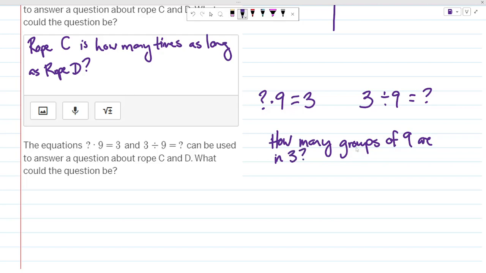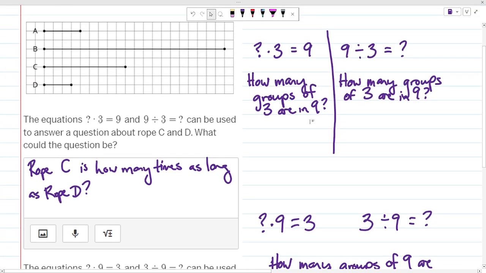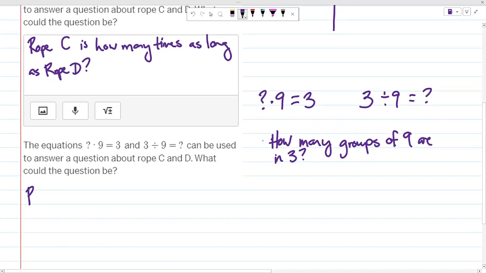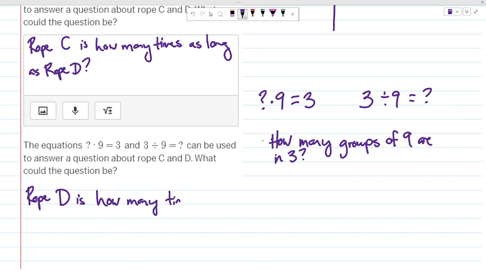So what's the question we can ask about the ropes? If we're thinking from how many groups of 9 are in 3, we're asking rope D is how many times as long as rope C. Because we're asking how many groups of rope C fit into rope D. So we would say rope D is how many times as long as rope C.